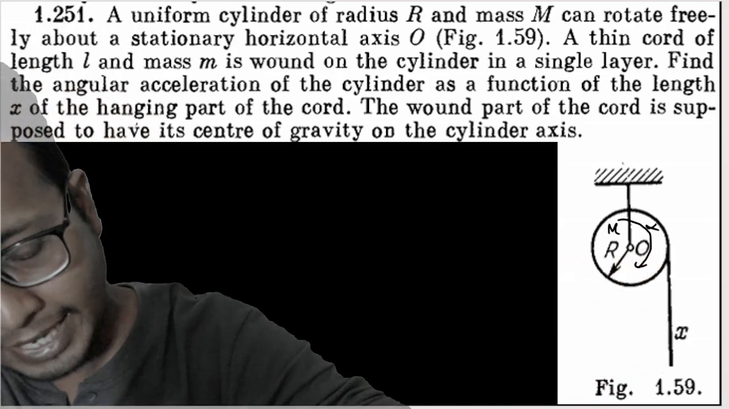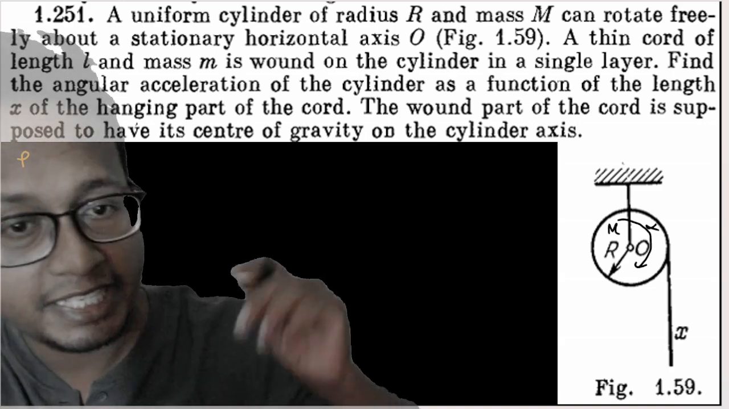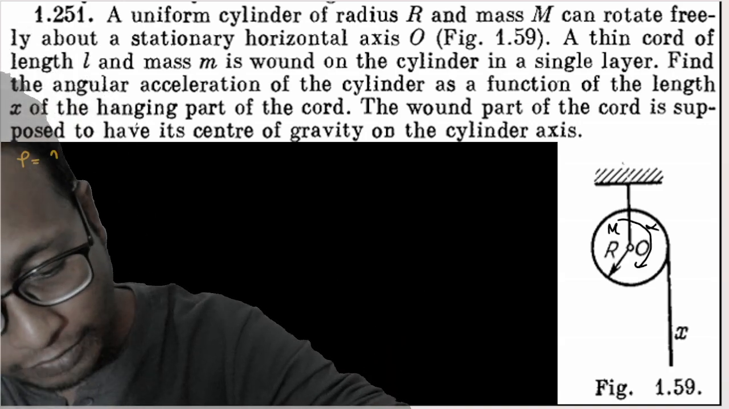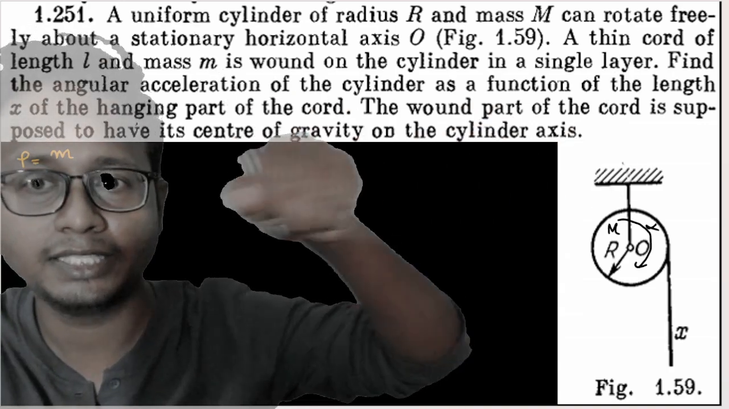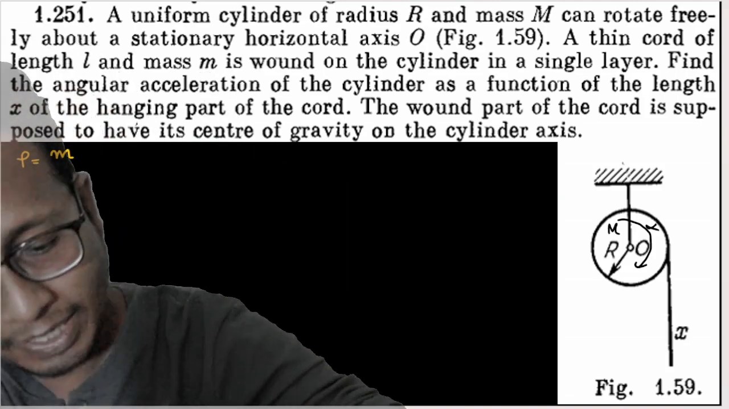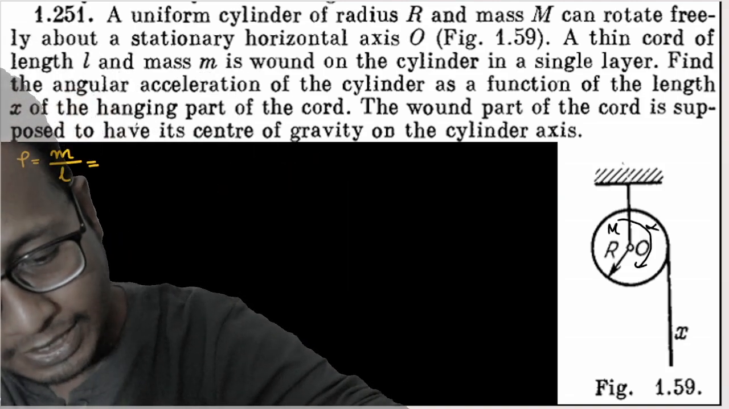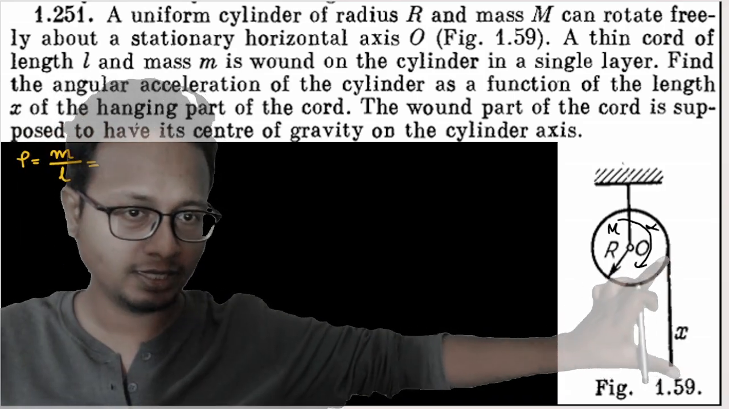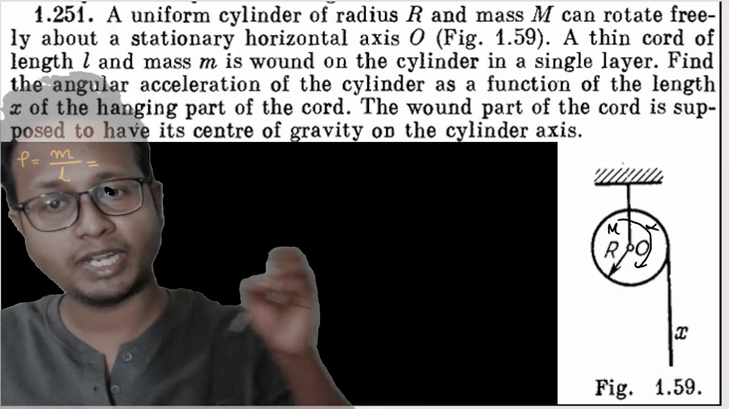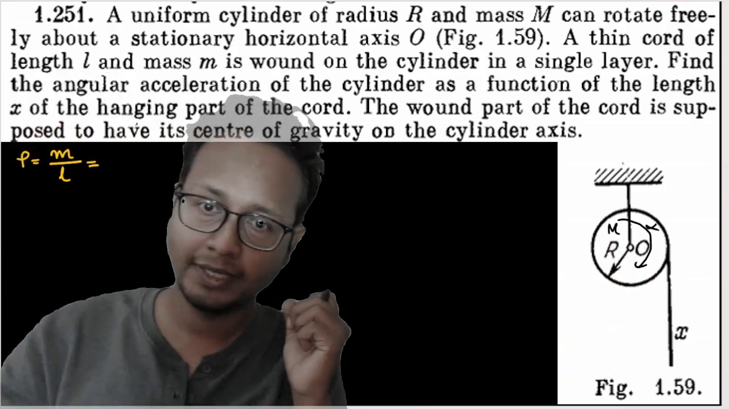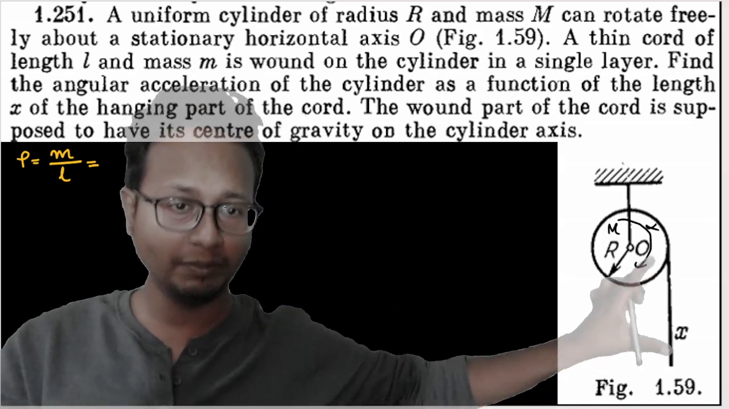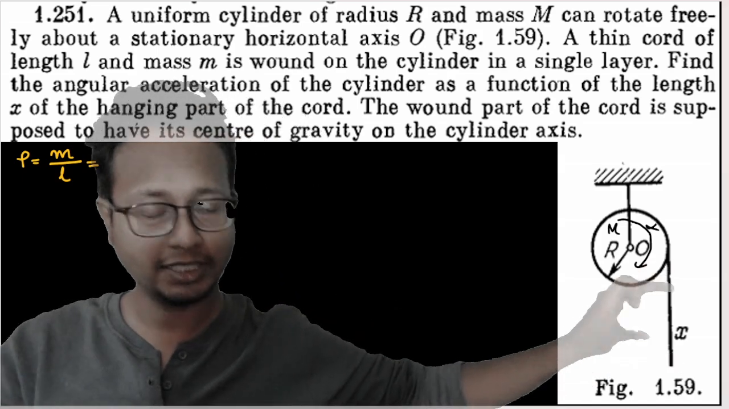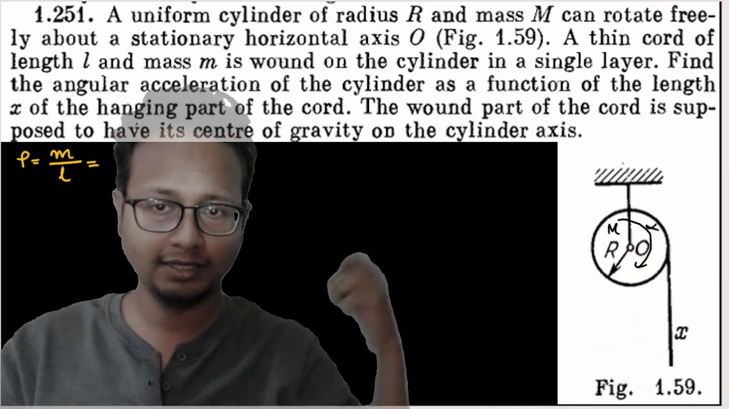Can I say the linear density of the chain is nothing but the mass of the entire chain, small m, divided by the length of the entire chain? That is equal to the linear density of this much chain, isn't it? Because the chain is made of the same material and the same thickness. So the density of the chain for this section is equal to the density of the chain for the entire length, isn't it?